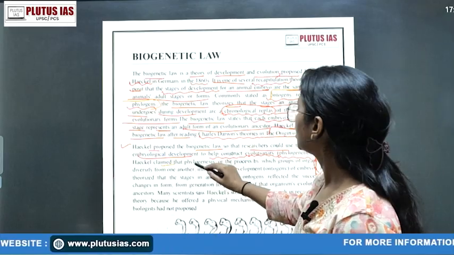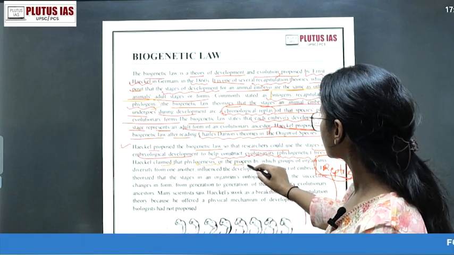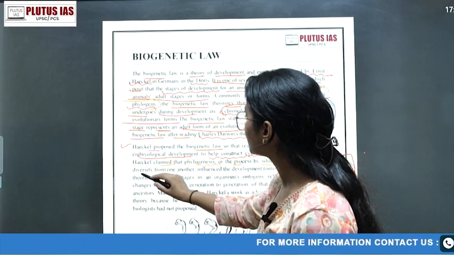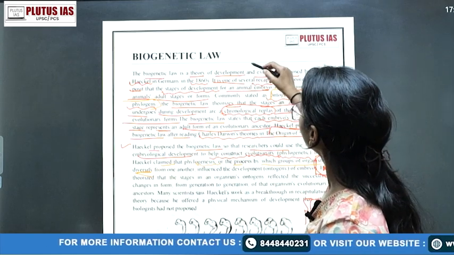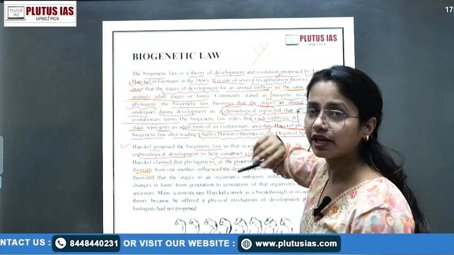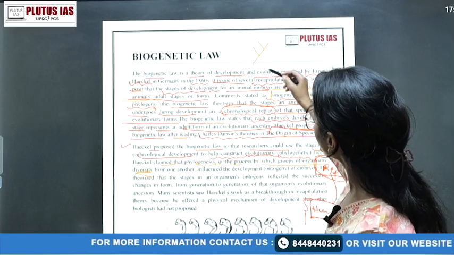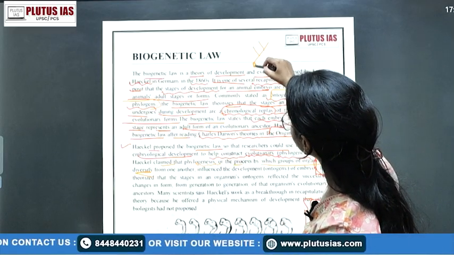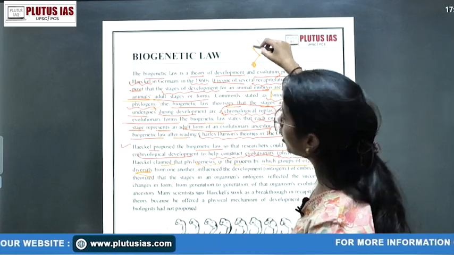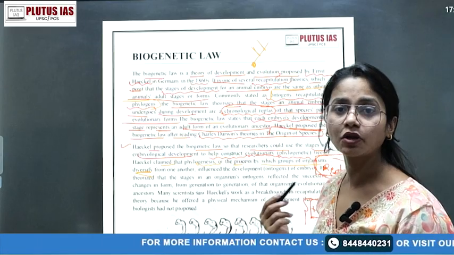Haeckel also claimed that phylogenesis, or the process by which the groups of organisms diversify. So here we also know the concept of cladogenesis and anagenesis. This is also one of the topics of systematics. Okay, so here the origin of this ancestor is this. From here the different species are forming or emerging.